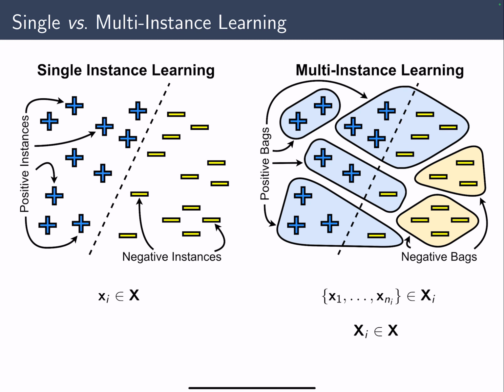So first, single versus multi-instance learning. In the single instance learning paradigm, a dataset X contains a series of columns that represent each instance within the dataset. In this learning paradigm, each instance is associated with a label. In the multi-instance learning paradigm, a dataset X is broken up into column blocks, xi, where each column block is known as a bag, and each bag is associated with a single label.